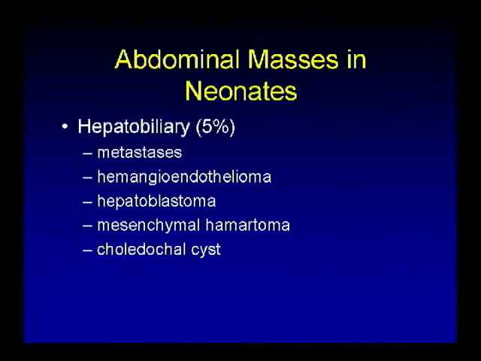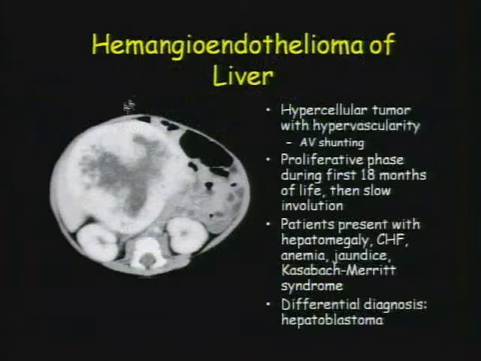Hepatobiliary masses are actually pretty uncommon in neonates. The most common is metastases, usually from neuroblastoma. The primary intrinsic liver masses are hemangioendothelioma and hepatoblastoma. And I've already shown you some mesenchymal hamartomas and choledochal cysts, unusual to present in the neonatal period.